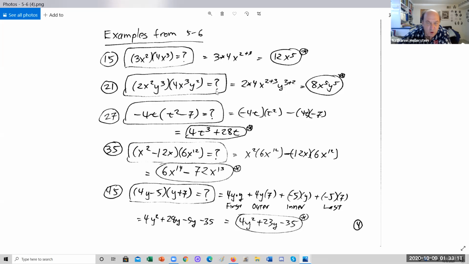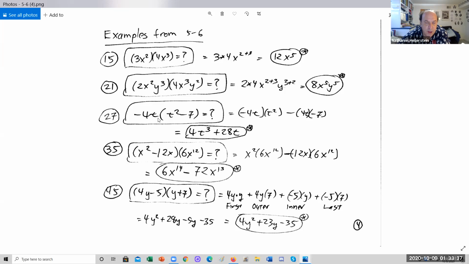Here we have several variables, so we add up powers for different variables. 2 times 4, that's an 8. X squared, x cubed, 2 plus 3 makes 5. Y cubed, y squared, 3 plus 2 makes 5, so 8x to the 5th, y to the 5th.